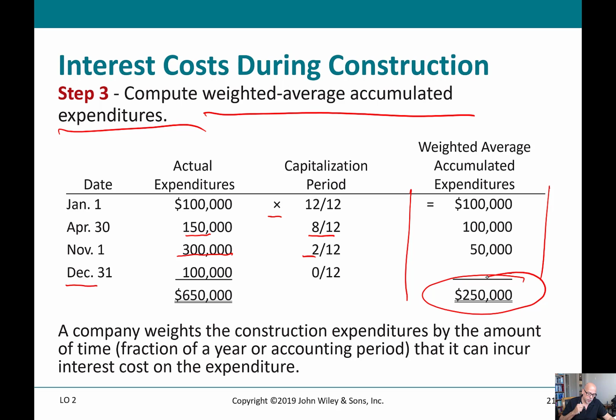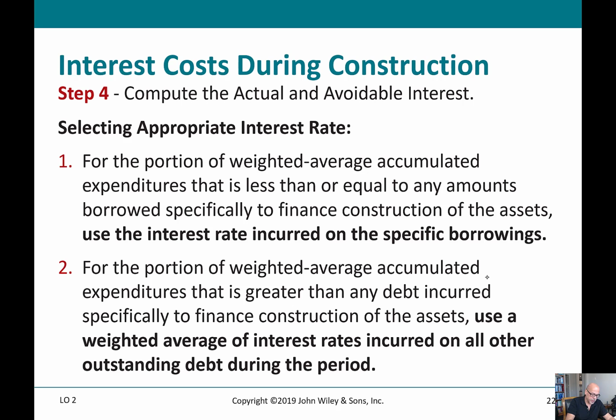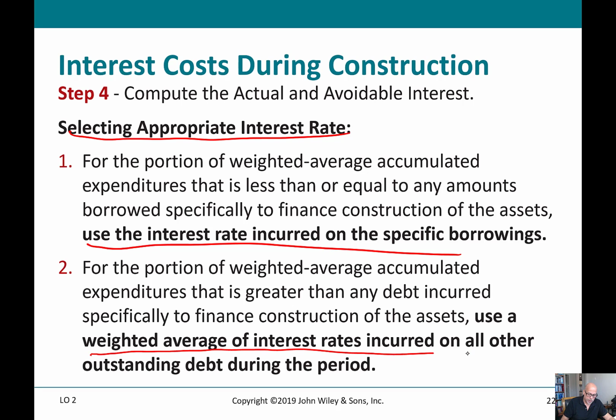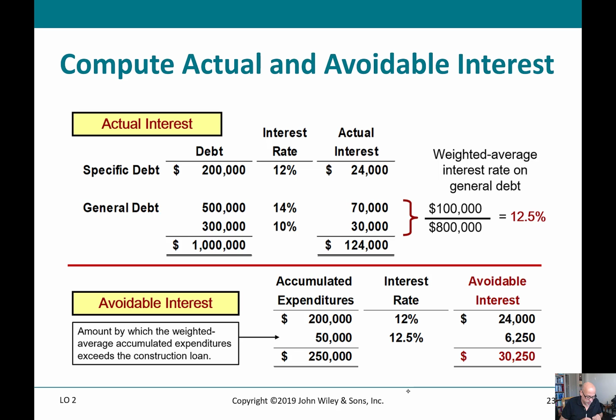Now what happens? The specific borrowing on the project was 200,000 at a 12% interest rate. We have to select the appropriate interest rate. For up to 200,000, that's going to be the specific borrowing. But for the 50,000 in our example, because our weighted average of accumulated expenditures was 250,000, that amount is going to use the average borrowing rate for all other borrowings of the company. Let's take a look at how that's going to work. I just want to get myself caught up with my pages here. There's the 200,000; the specific borrowing on that project was 12%.